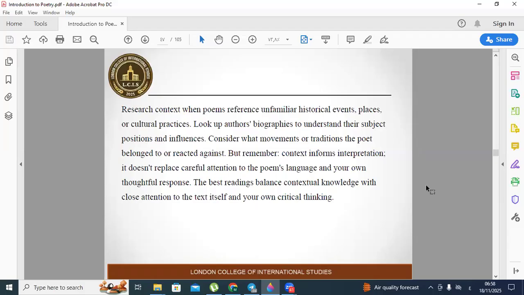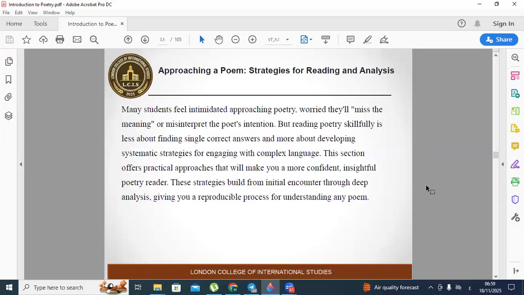Now let's go to approaching a poem: introduction. Many students feel intimidated approaching poetry, worried they'll miss the meaning or misinterpret the poet's intention. The anxiety is completely normal, but ultimately unnecessary.